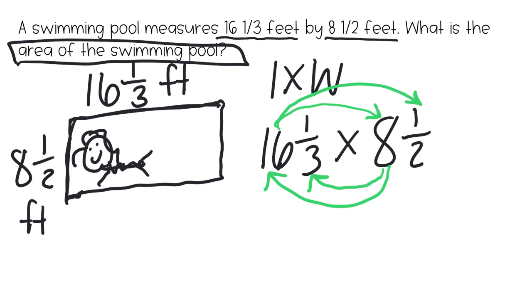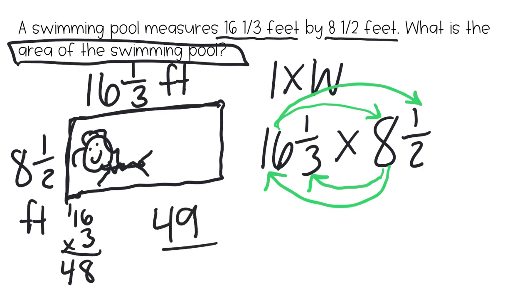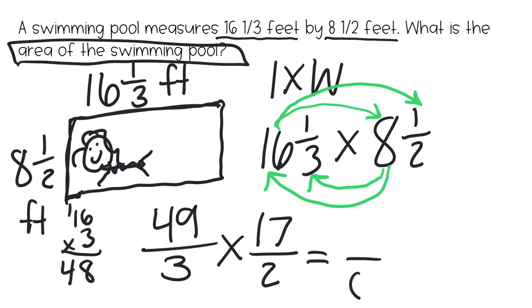We know we first have to change each of those to an improper fraction. 16 times 3, 6 times 3 is 18, so 48. 48 plus 1 is 49/3. Then 8 times 2 is 16, plus 1 more is 17. So now I need to multiply. I know my denominator is going to be 6.